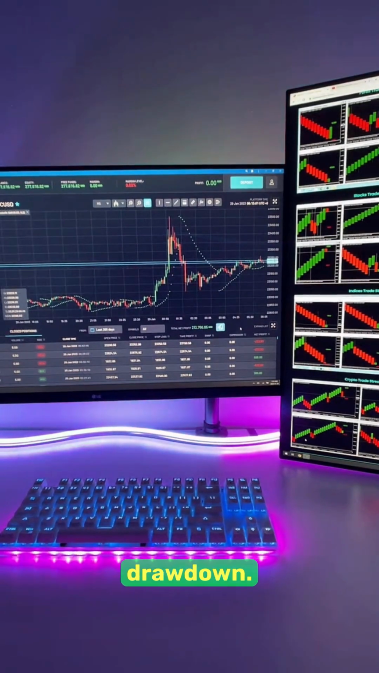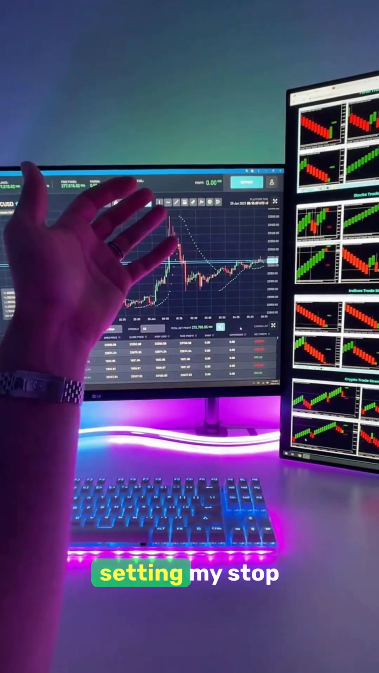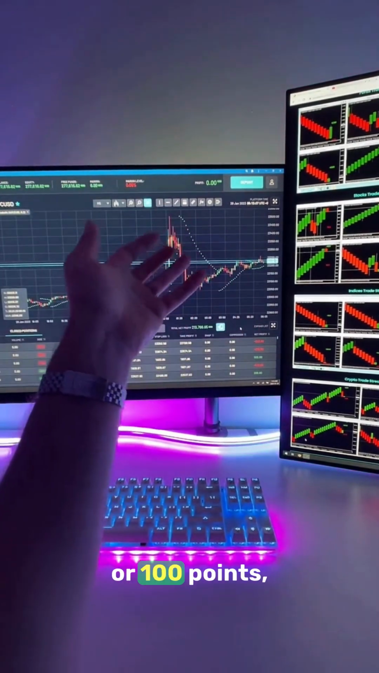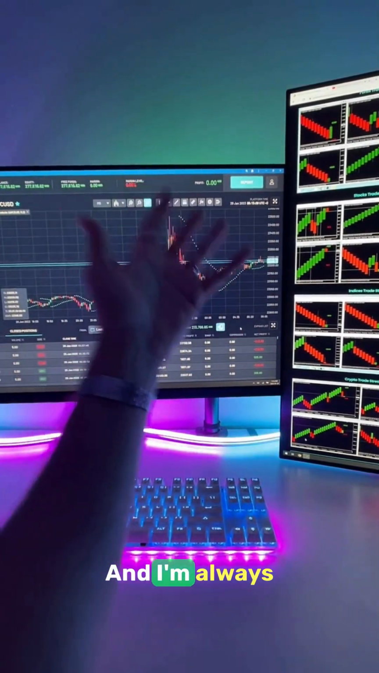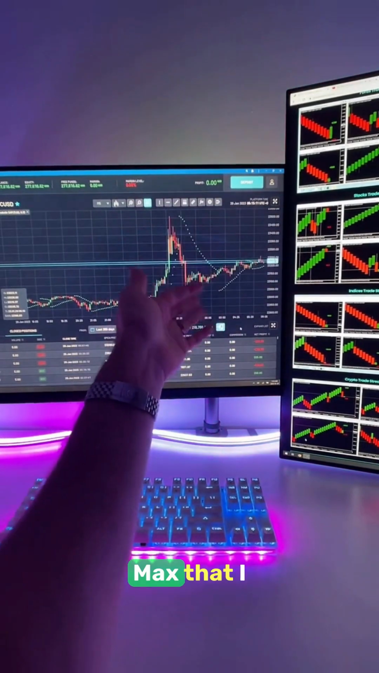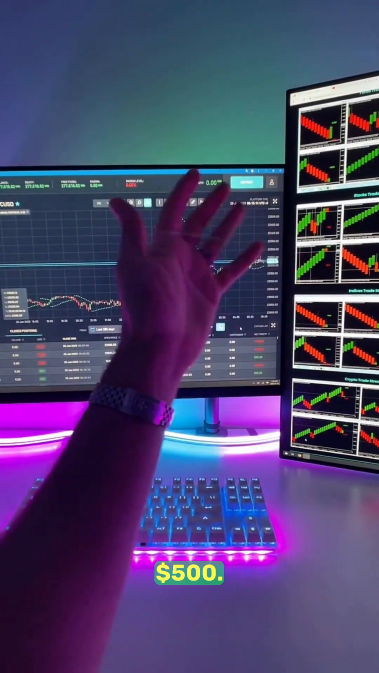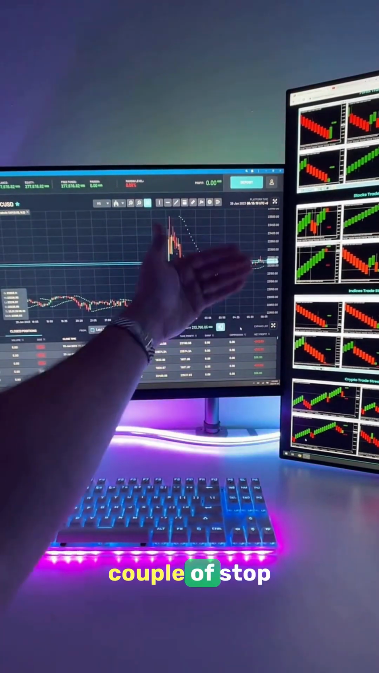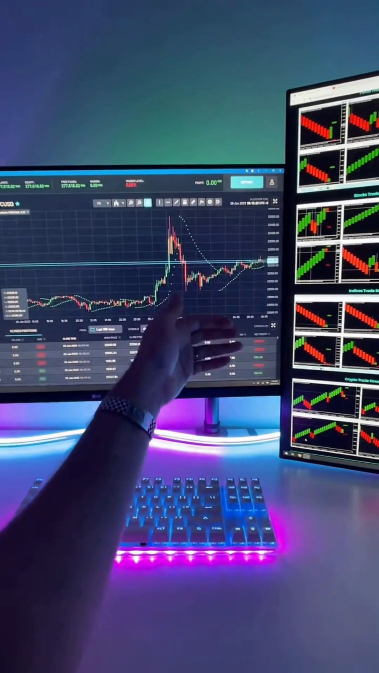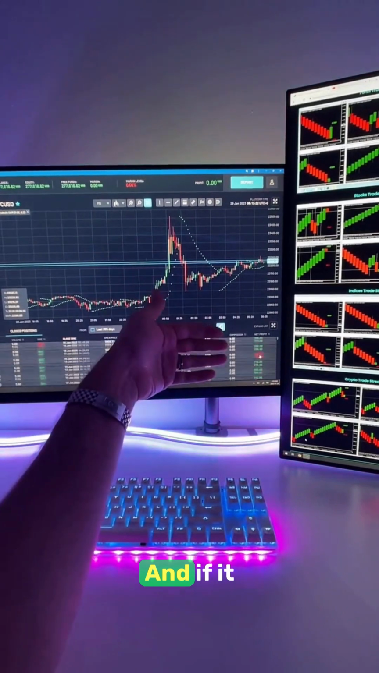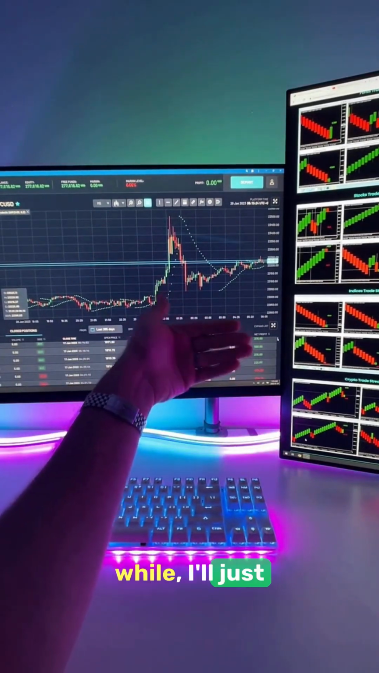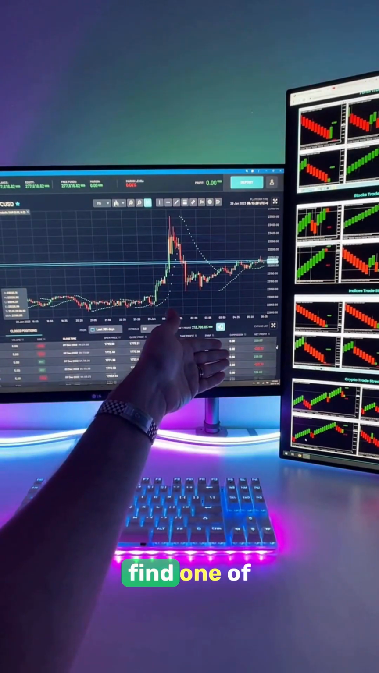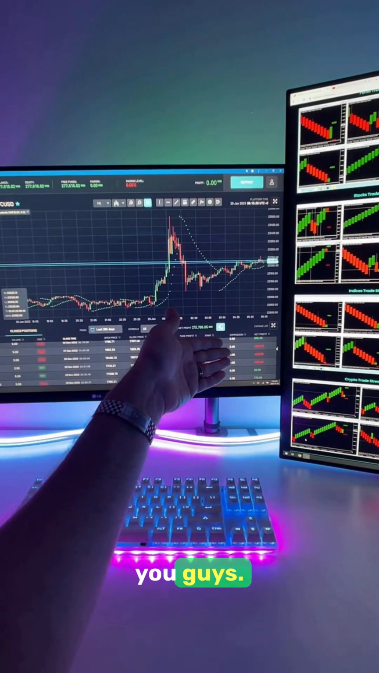What's my biggest drawdown? So per trade, because I'm always setting my stop loss and take profit at 50 or 100 points, the max, and I'm always just using 5 lot size, the max that I can lose on a trade is $500. And there have been times where I've hit a couple stop losses in a row, and if it happens, I'll just take a break. I'll come back in a bit. Maybe the market's being too volatile. Let me see if I can find one of those times for you guys.